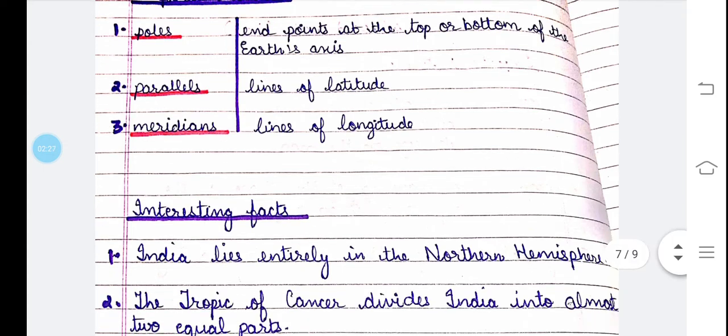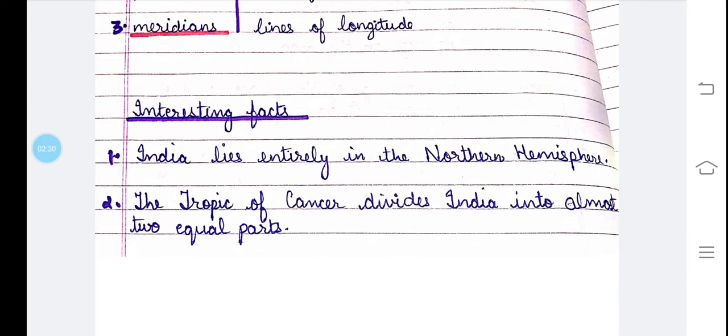Children, there are some interesting facts as well. First one is, India lies entirely in the northern hemisphere. Yes, as you all know that equator divides the earth into two halves, northern hemisphere and the southern hemisphere. So, India lies completely in the northern hemisphere. The second one is the Tropic of Cancer. It divides India into almost two equal parts. Is it interesting? Yes. Now let's start with our lesson.